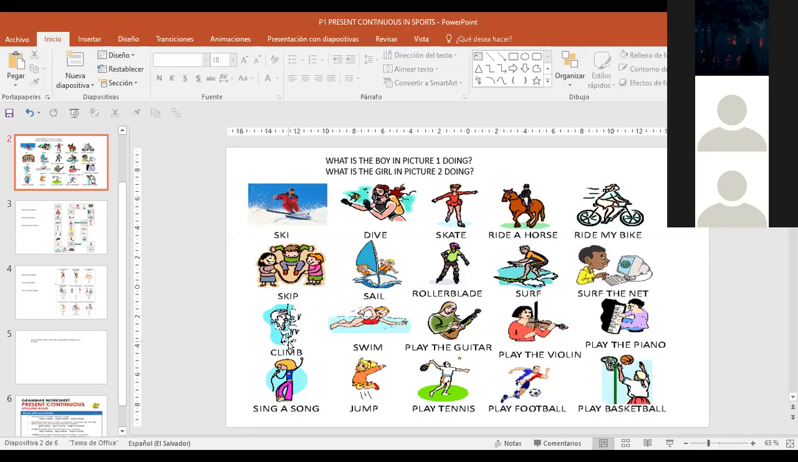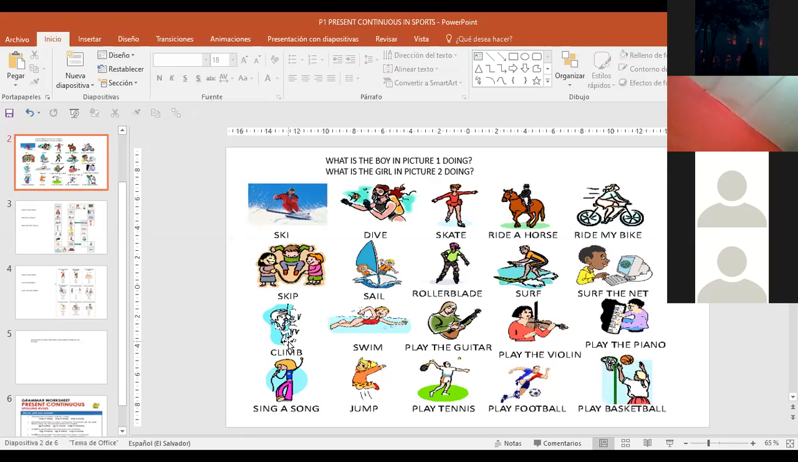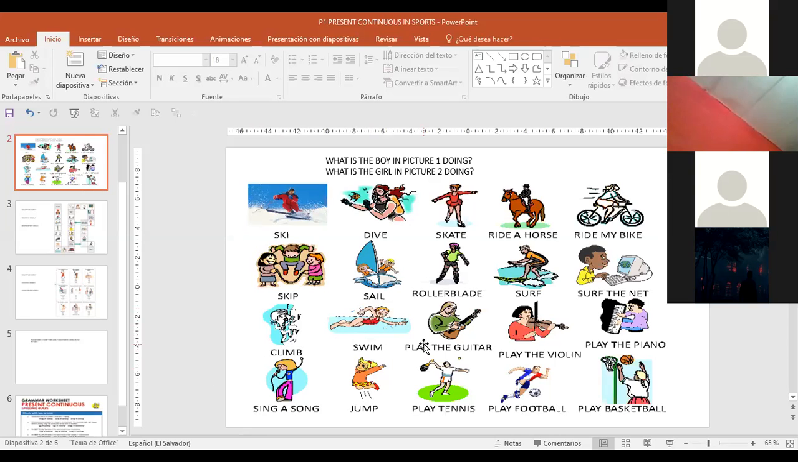What is the girl in picture two doing? Doing. You are in the third line. Están acá, ¿verdad? She is climbing. Climbing. Yes. What is the girl in picture two doing? She is swimming. Swimming, sin la E. Swimming. Okay, next question.